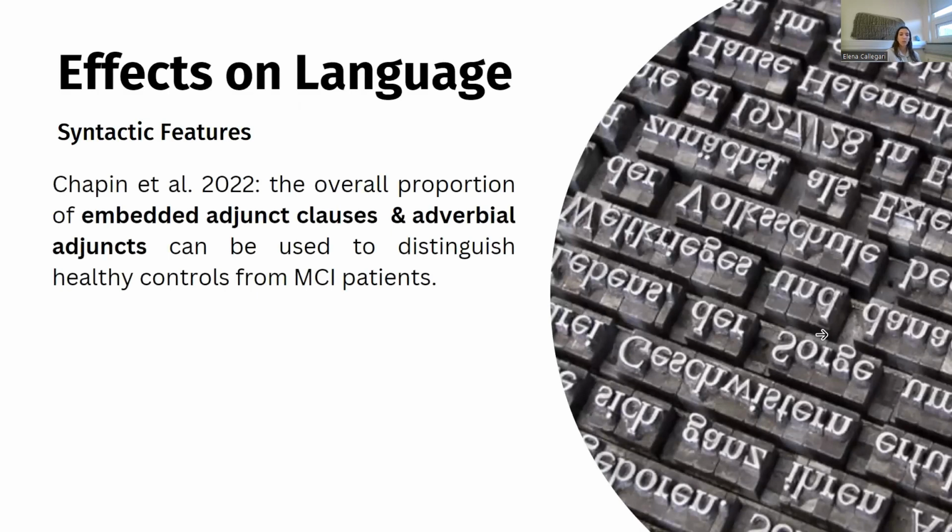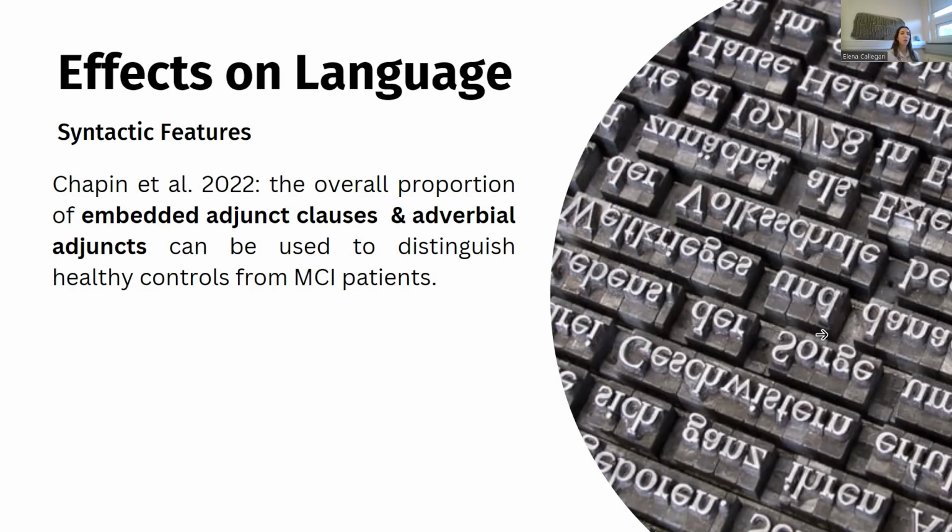According to this very recent study by Chapin et al., the overall proportion of embedded adjunct clauses and adverbial adjuncts can be used to distinguish healthy controls from NCI patients. So again, we're always interested in those features that can differentiate healthy controls from individuals that are just starting to show the first cognitive deficits that are associated with Alzheimer's disease. And these two features, the proportion of adjunct clauses and the proportion of adverbial adjuncts, seem to be very promising in doing that.